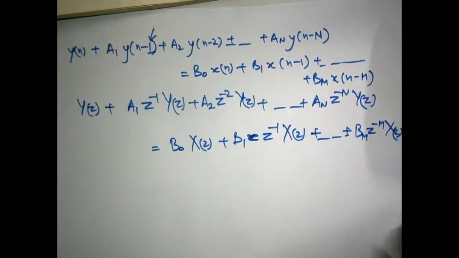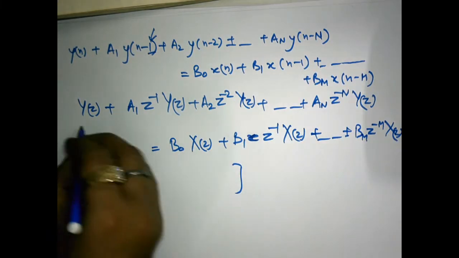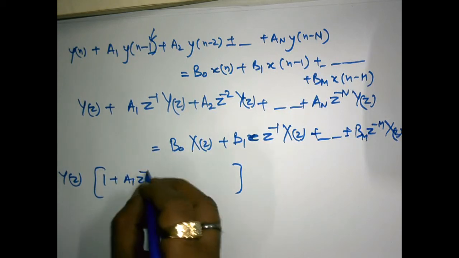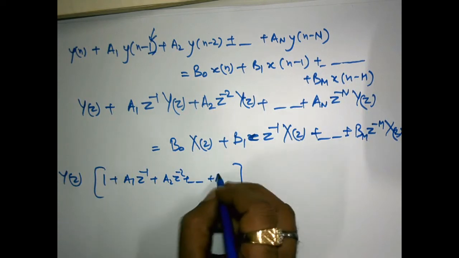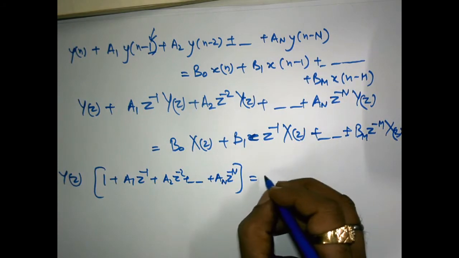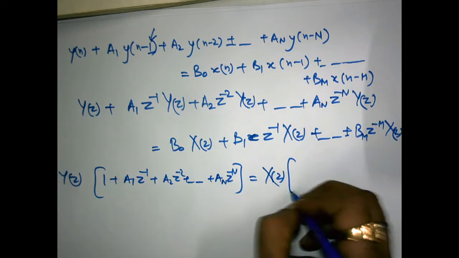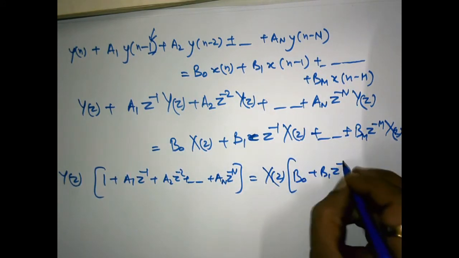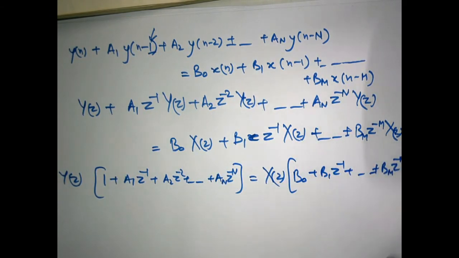Now, if we take Y(z) common at the left hand side, this will be 1 plus a1 z to the power minus 1 plus a2 z to the power minus 2, going this way up to aN z to the power minus N. If we take X(z) common at the right hand side, this will be equal to b0 plus b1 z to the power minus 1, going this way up to bM z to the power minus M.